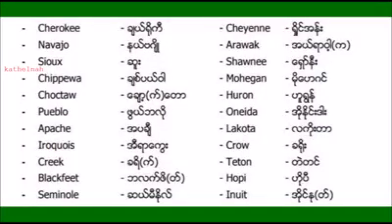Cherokee, Navajo, Sioux, Chippewa, Choctaw, Pueblo, Apache, Iroquois, Creek, Blackfeet, Seminole, Cheyenne, Arawak, Shawnee, Mohegan, Huron, Oneida, Lakota, Crow, Teton, Hopi, Inuit.